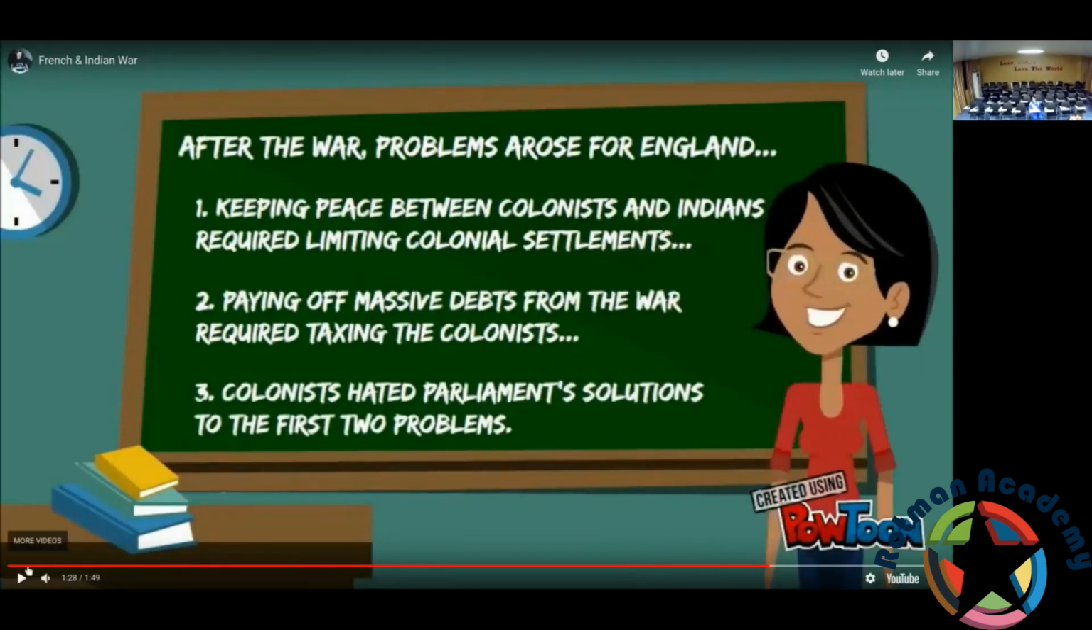Okay, can we see these things right here, these reasons? Yes. Okay. So the colonists were not happy. England was telling them they couldn't move any further. They had to pay for the war. And the colonists were not happy. There's many reasons that the colonists were growing upset with England.